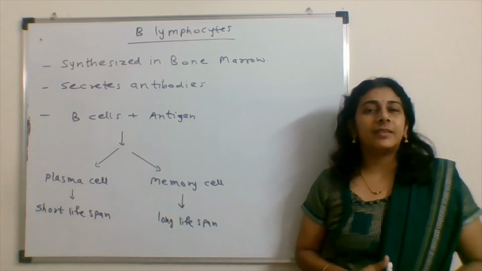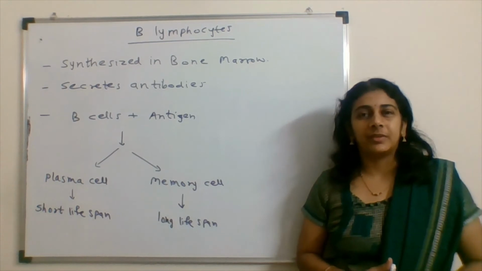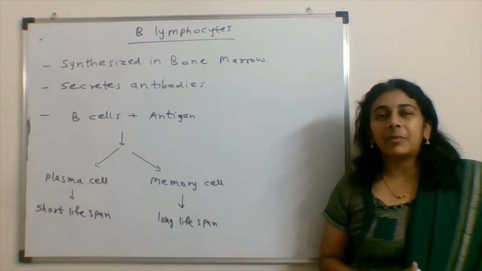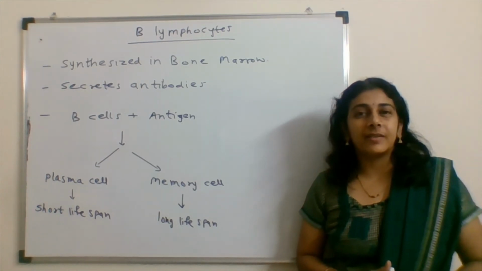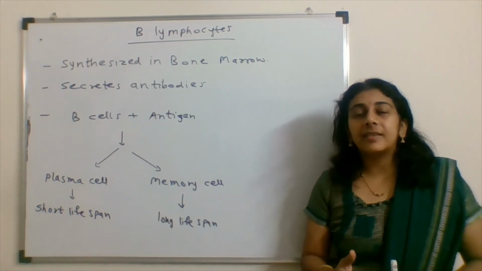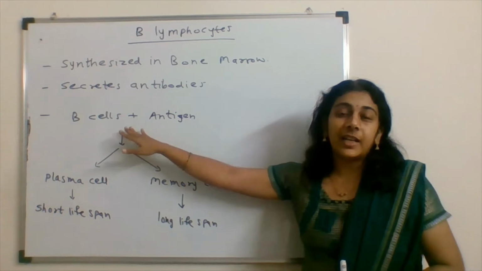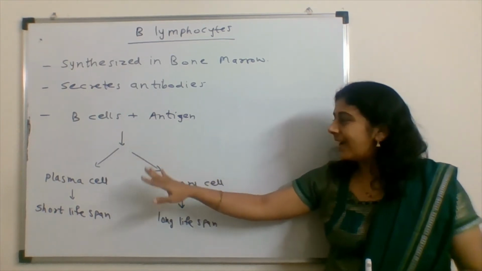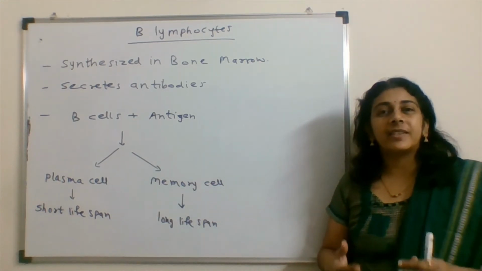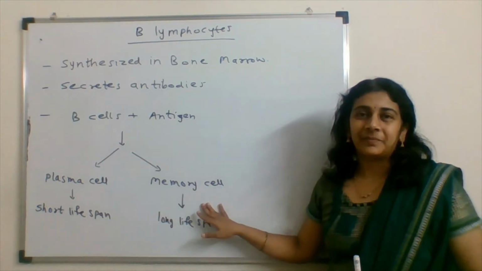B lymphocytes are the immune cells which are synthesized in bone marrow and also mature in bone marrow, and that's why we call them B lymphocytes. These secrete antibodies. Antibodies are glycoproteins which act as receptors on a B cell. Once these B cells circulate in the blood, they encounter the antigen. An antigen and antibody interaction takes place on a B cell, and now the B cell proliferates and differentiates into two cells: one is a plasma cell, another is a memory cell.